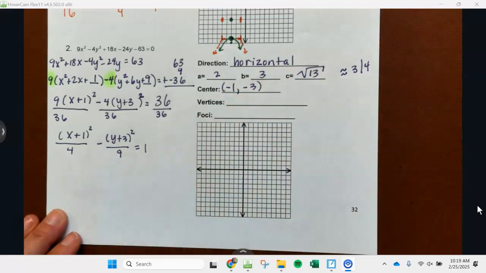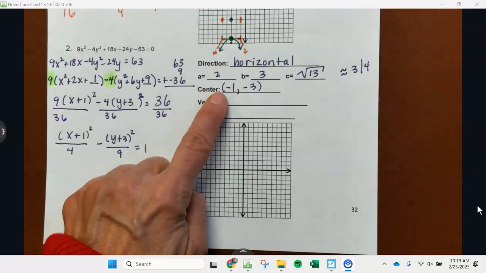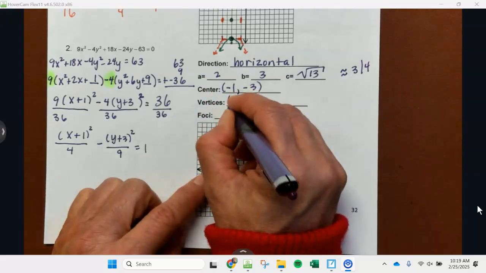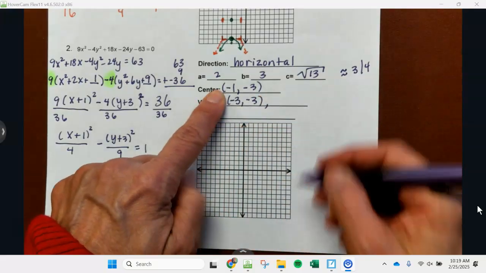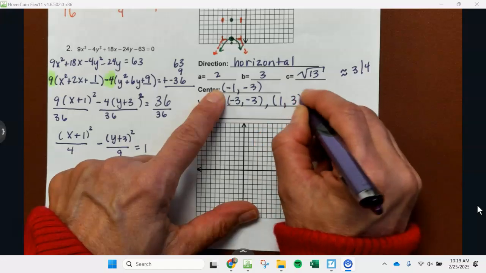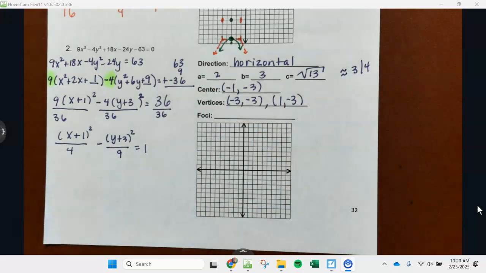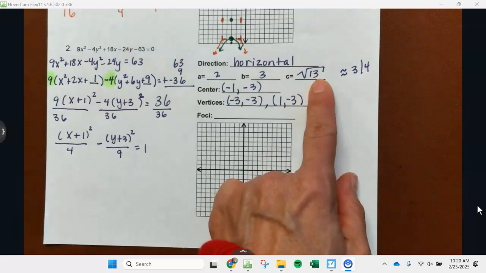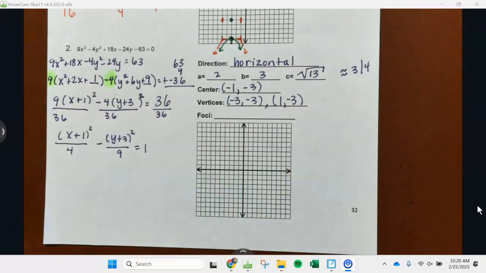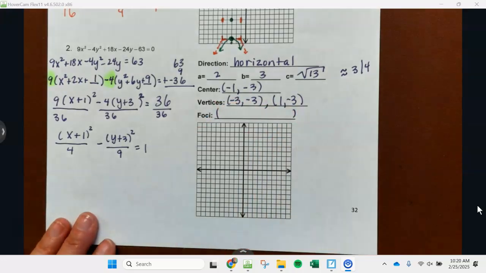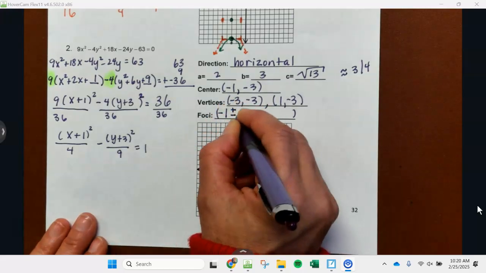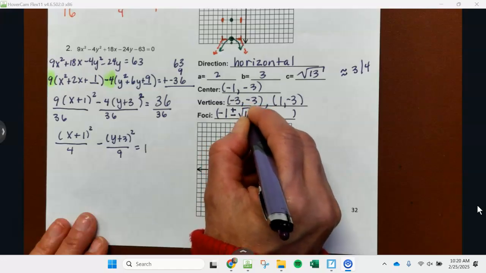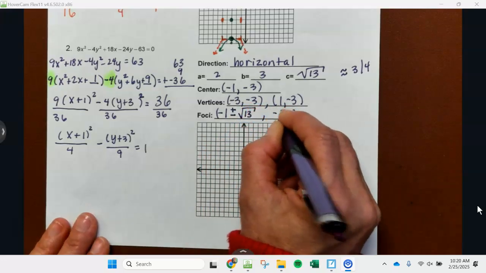Remember, this is horizontal movement, so here we go. 2 places to the left of -1 is going to be -3. 2 places to the right of -1 is +1. And don't forget your k value remains constant at -3. Foci time. Again, since that's not a clean whole number, I'm going to write both my foci as one ordered pair. That is going to be -1 to the right, to the left, the C amount. And just remember the -3 is not going to change.